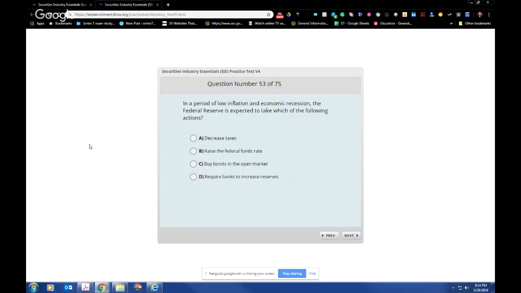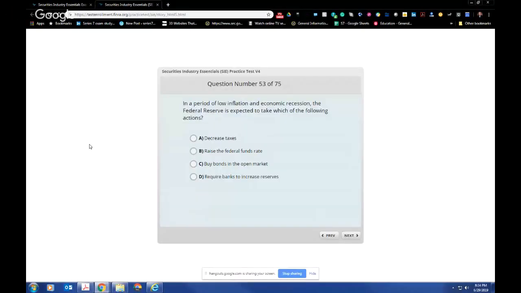In a period of low inflation and economic recession, the Federal Reserve is expected to take which of the following actions? So not a lot of inflation, and we're not doing so well. So they're going to try to increase the money supply. They're going to try to make it nicer out there. So decreased taxes would be really nice, but the Federal Reserve doesn't do taxes. The government does. That's why if you watch the debates over the next 6 months, they'll be talking about taxes at some point. Raise the federal funds rate. No, we're not raising rates to make it more expensive.